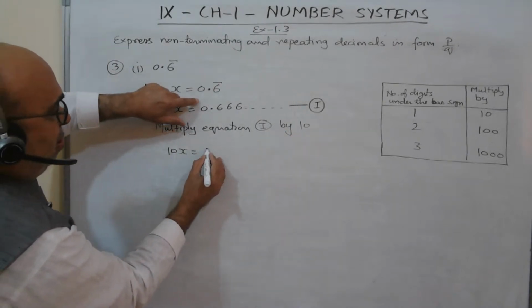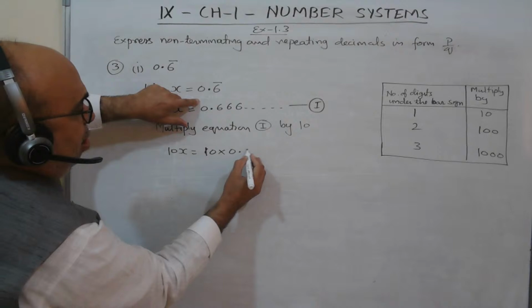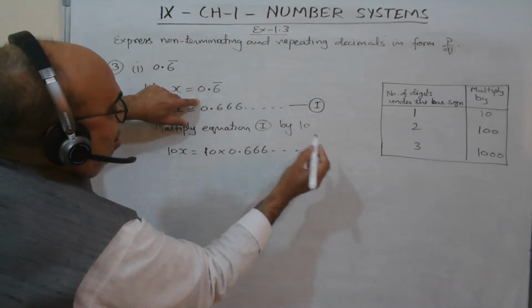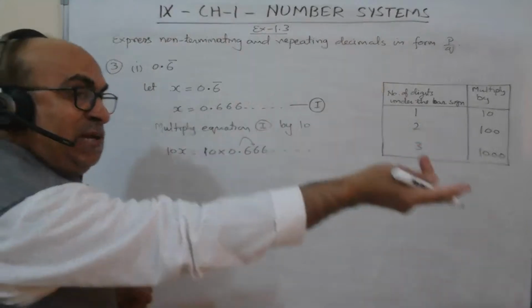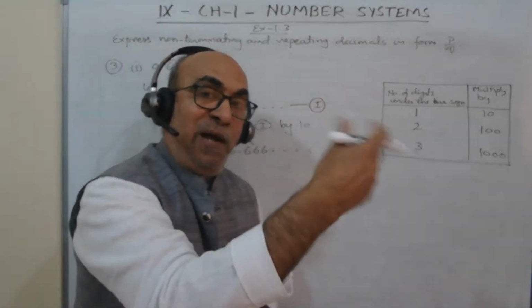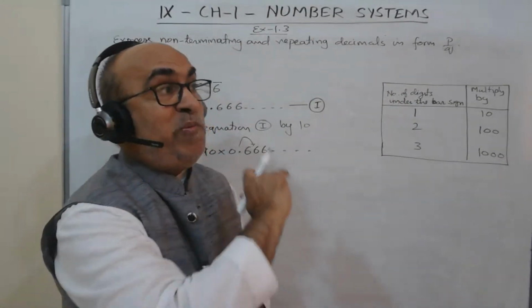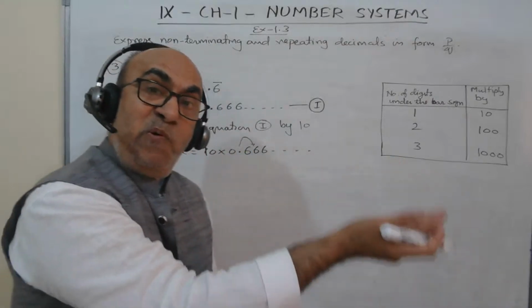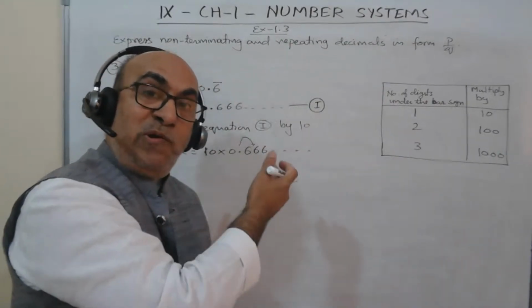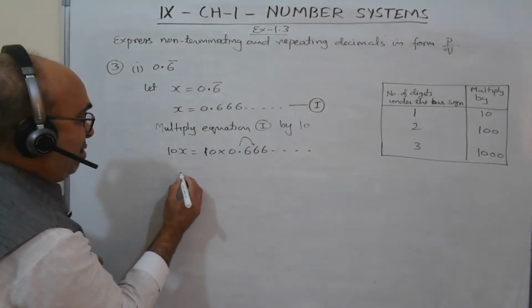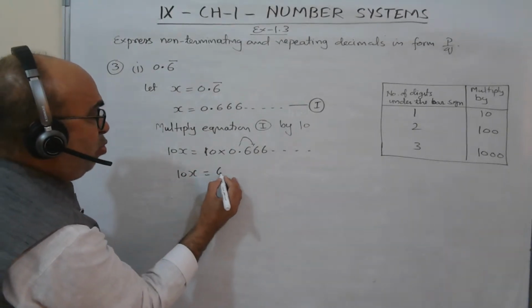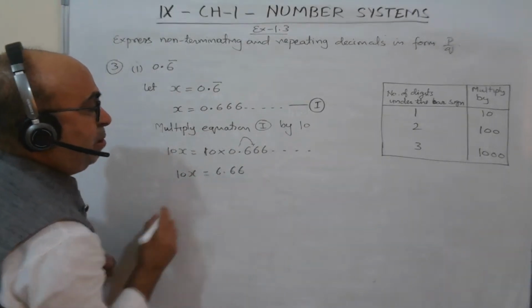10x equals 10 into 0.666 and so on. When you multiply, the decimal will move to the right side. When we multiply by 10, 100, 1000 and so on, the decimal moves to the right. If you divide by 10, 100, 1000, it will move to the left. How many places? 10 has one zero, so one place. So 10x equals 6.66.